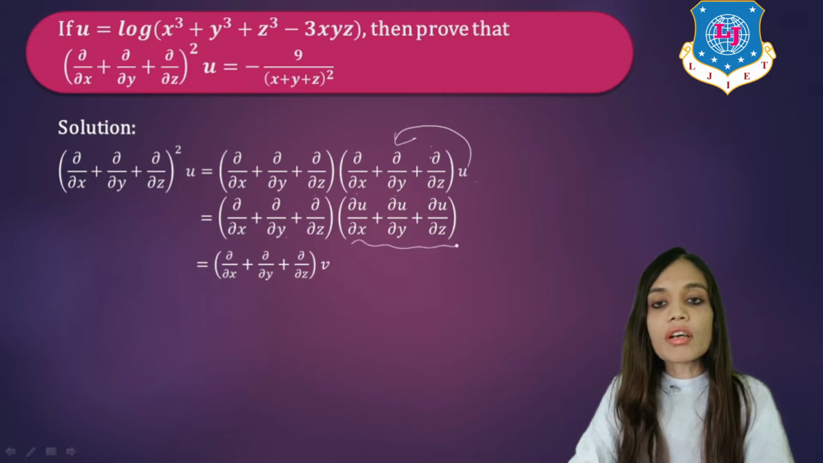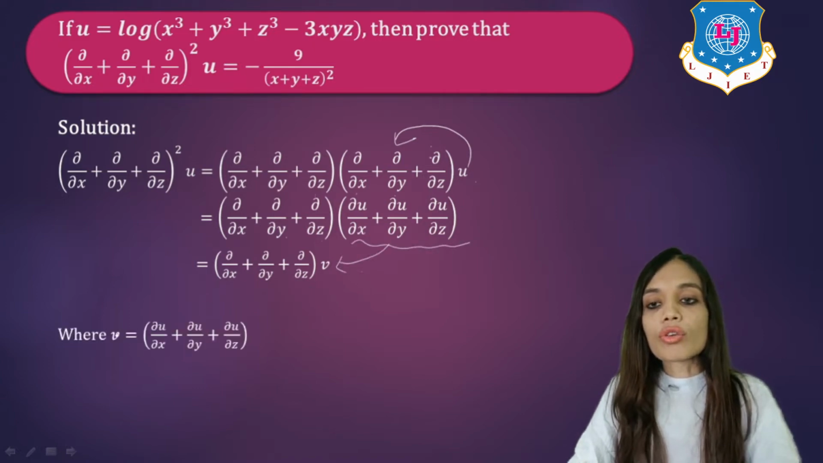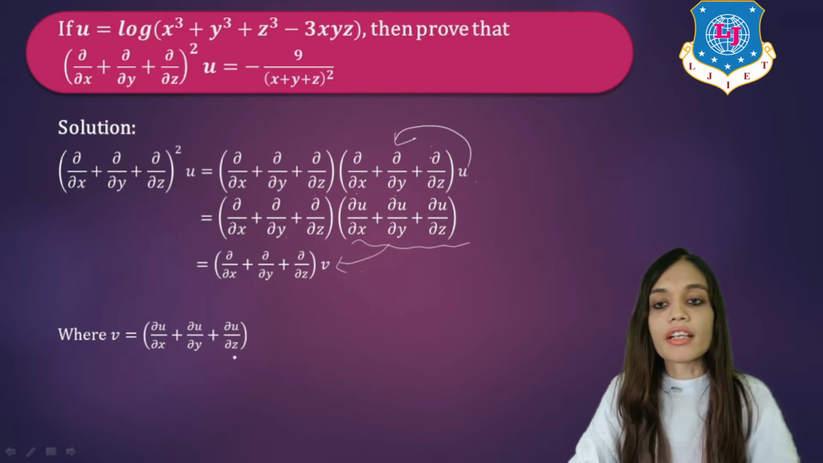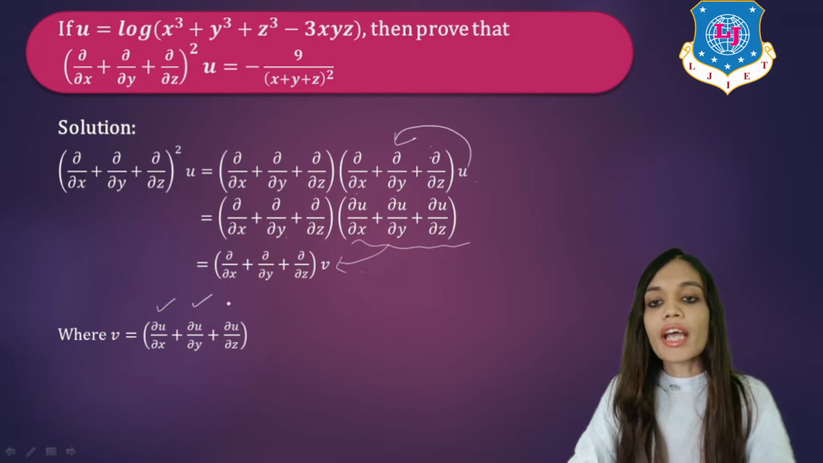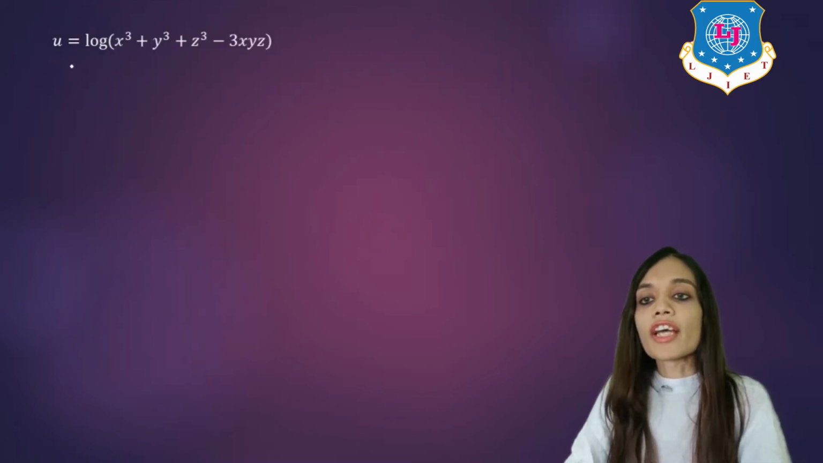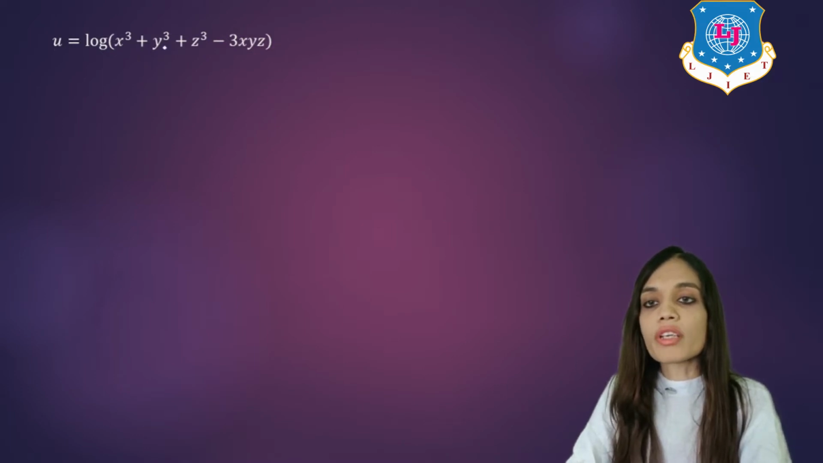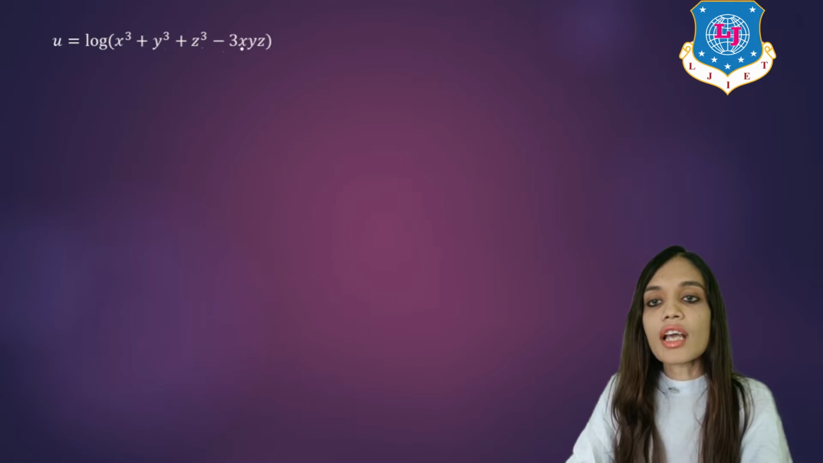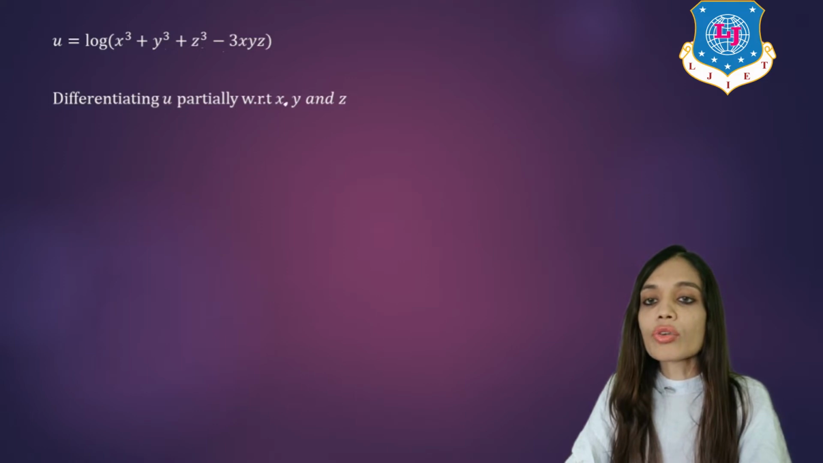Now we will name this term as v, right? So v is equal to del u by del x plus del u by del y plus del u by del z. So now we will first find del u by del x, then del u by del y and del u by del z, add the three terms and then apply this term. So let us begin to find del u by del x, where u is log of x cube plus y cube plus z cube minus 3xyz. Firstly, we will differentiate u with respect to x, then y and z.